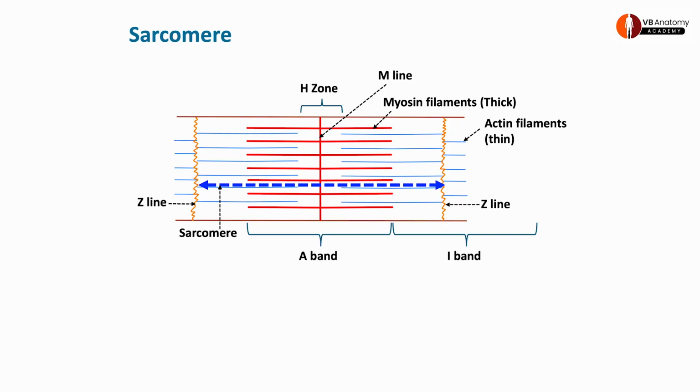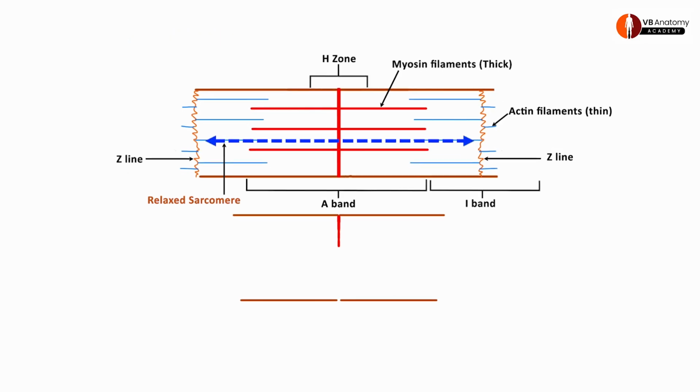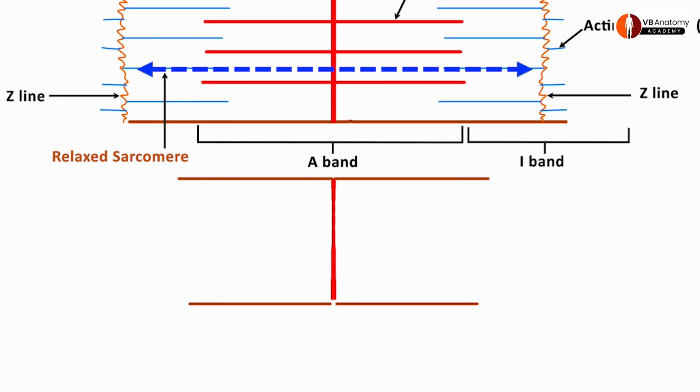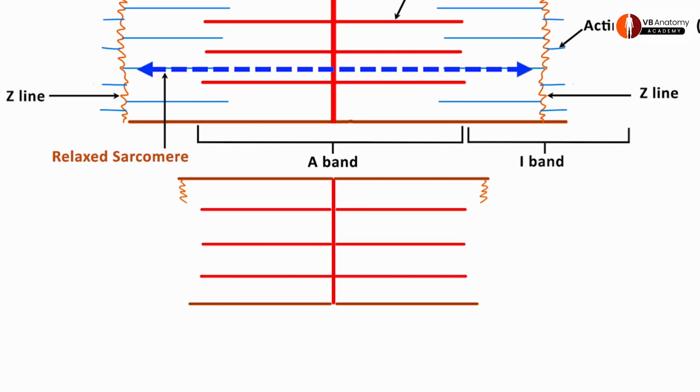Now with this knowledge, let's move on to the next little diagram that you should be drawing, which is the contracted sarcomere. So draw the same two brown lines, the line in the center, the myosin filaments, which are of course thick. And now remember to draw the two Z lines quite close together.